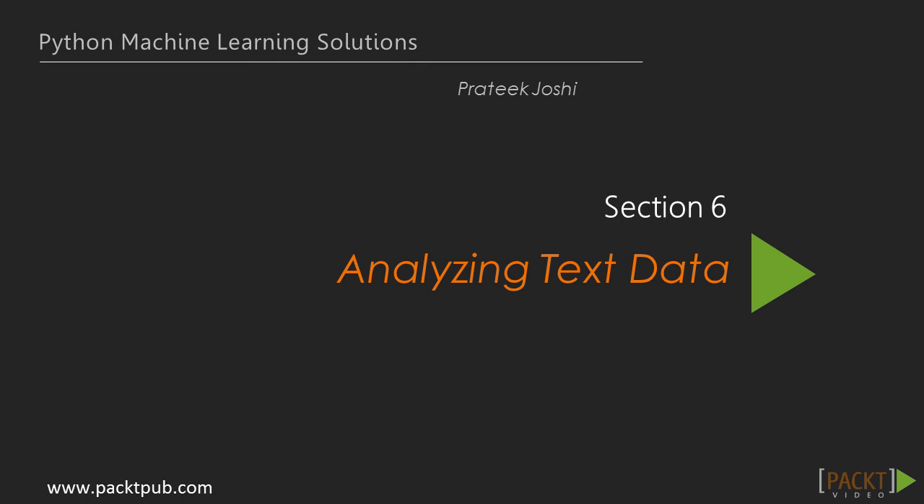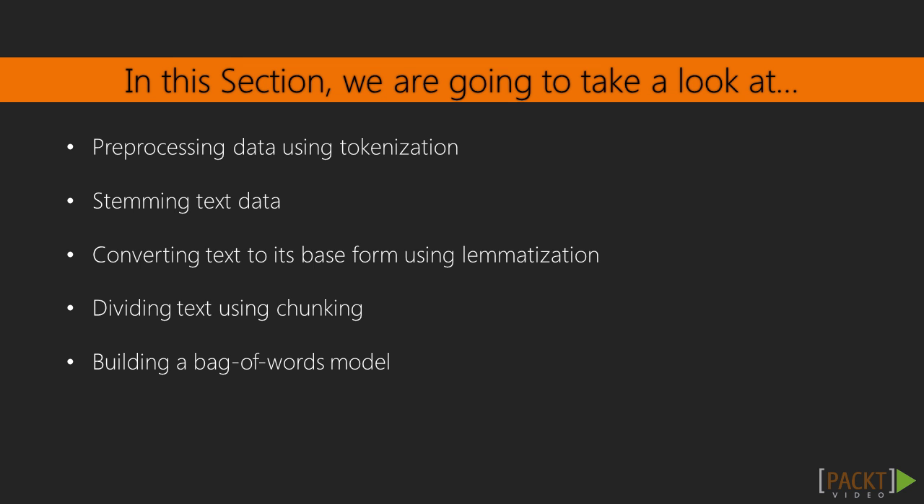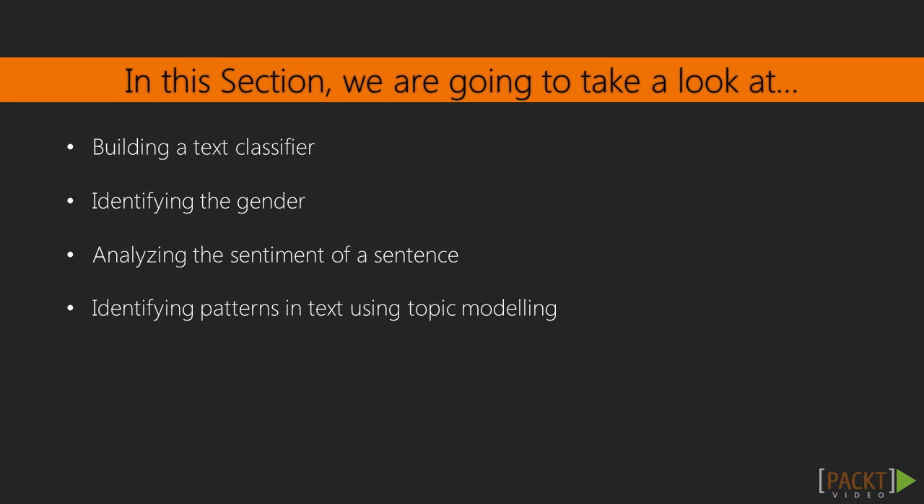Hello, welcome to the new section, Analysing Data Text. In the previous section, we learned how to build the recommendation engine. In this section, we'll first look at pre-processing data using tokenization, and then learn stemming and converting text to its base form. We also see how to build a text classifier, identify the gender and patterns in text, along with analysing the sentiment of the text.